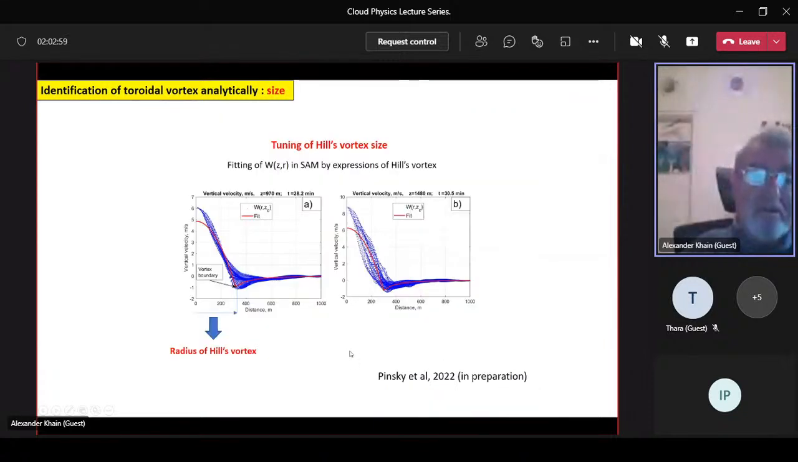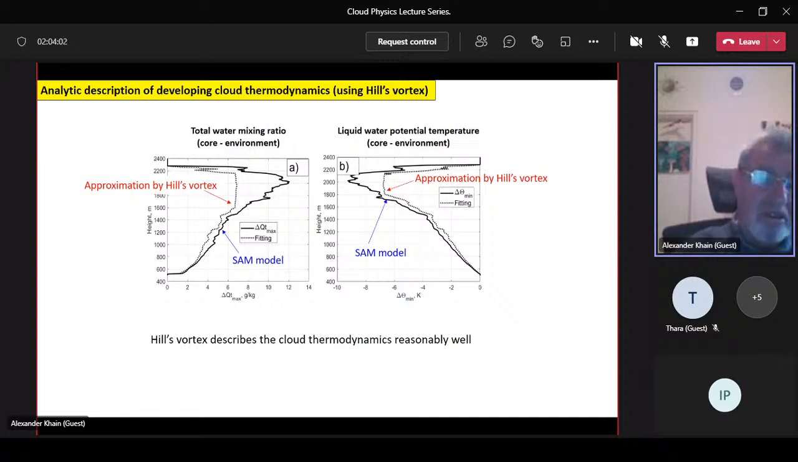And now we need to determine the radius, the size of the Hill vortex. This was done also by fitting. This is the radial dependence of vertical velocity in a Hill vortex. Using root mean square, we did the fitting, and actually the size from maximum updraft to maximum downdraft, where the subsiding shell is, we assume is the radius of the Hill vortex.